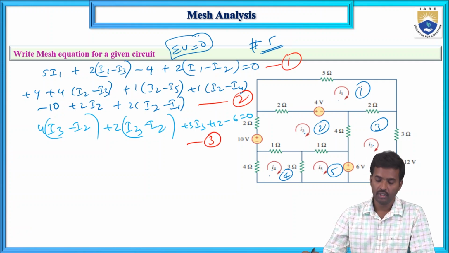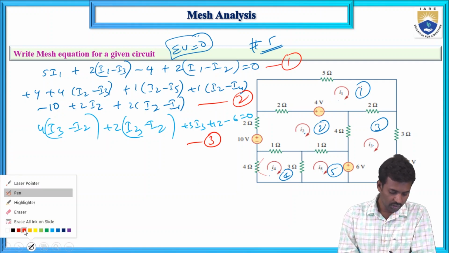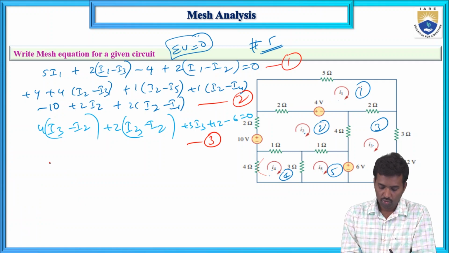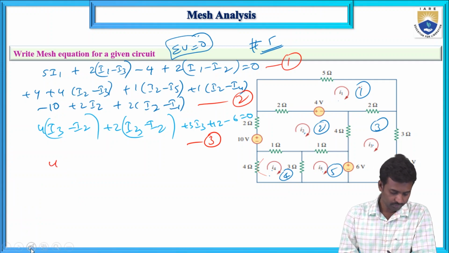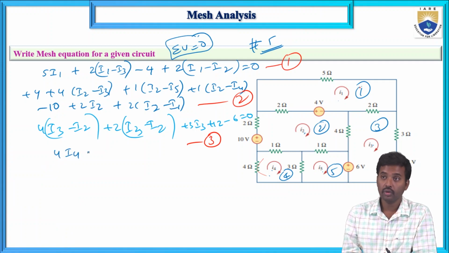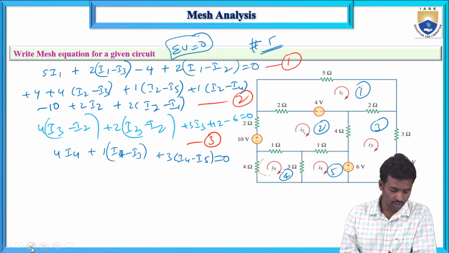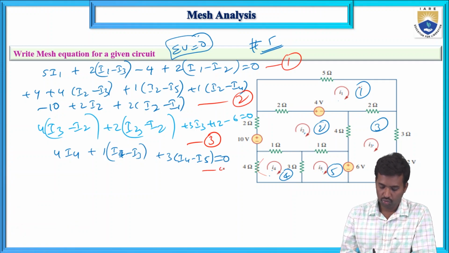And next, equation number 4. If you apply KVL in this loop, minus 4 into I4 plus 1 into (I4 minus I3) plus 3 into (I4 minus I5) equals 0. This is equation number 4.